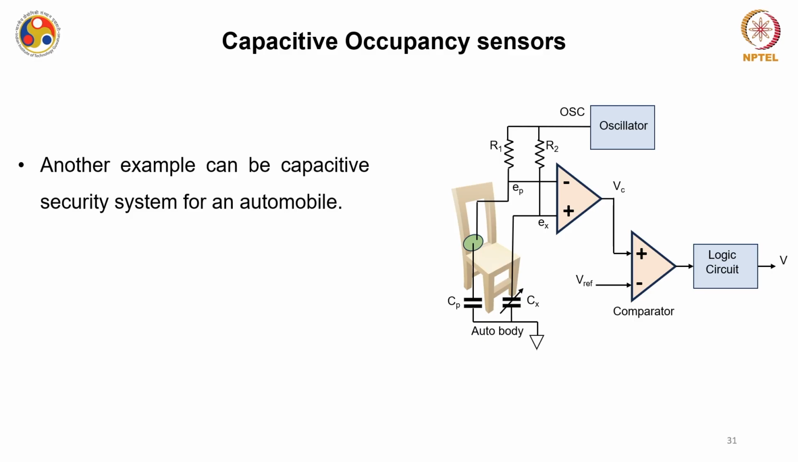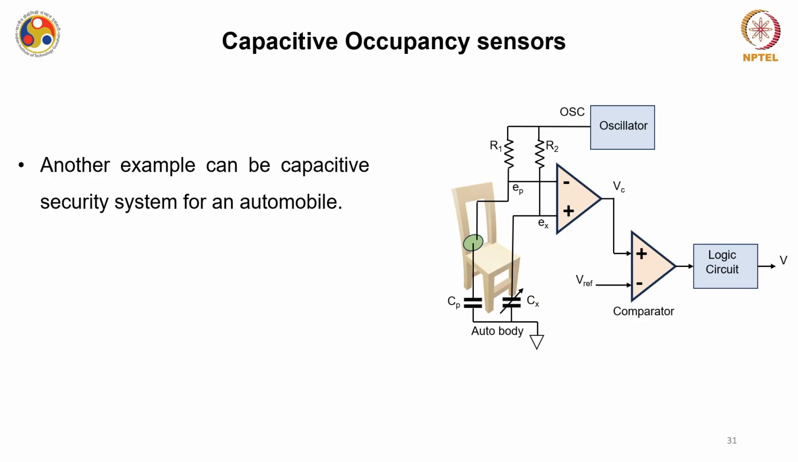We can use the same principle to build more kinds of capacitive sensors. Consider an automobile that we have parked somewhere, and we want to know whether the driver's seat is occupied or not, if someone is stealing my car or it is still available at the parking. Usually car seats have capacitive occupancy sensors integrated for security purposes. Please see this example.